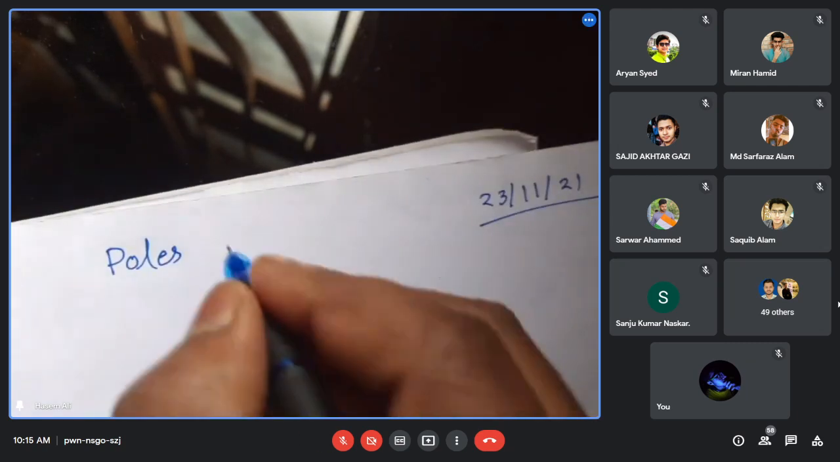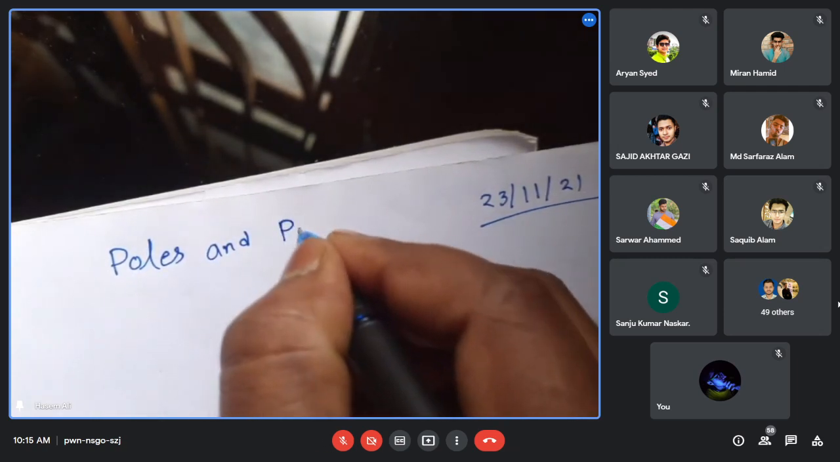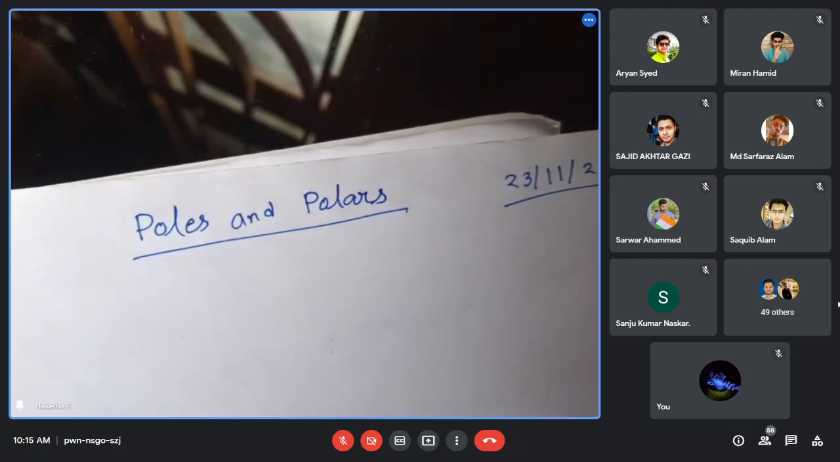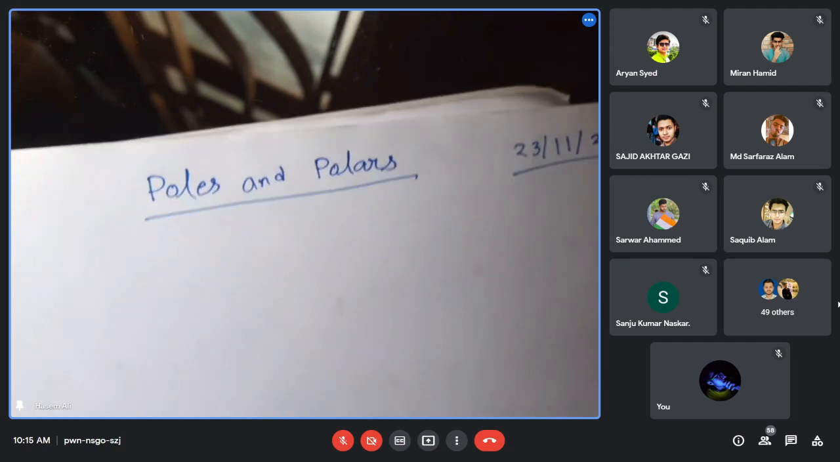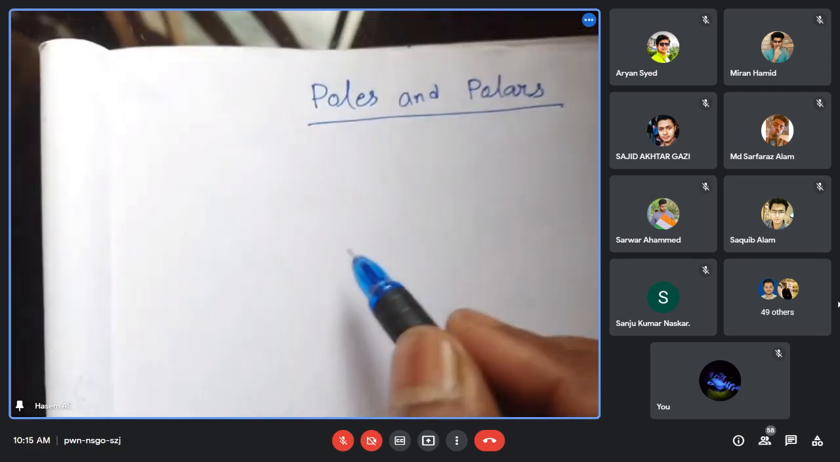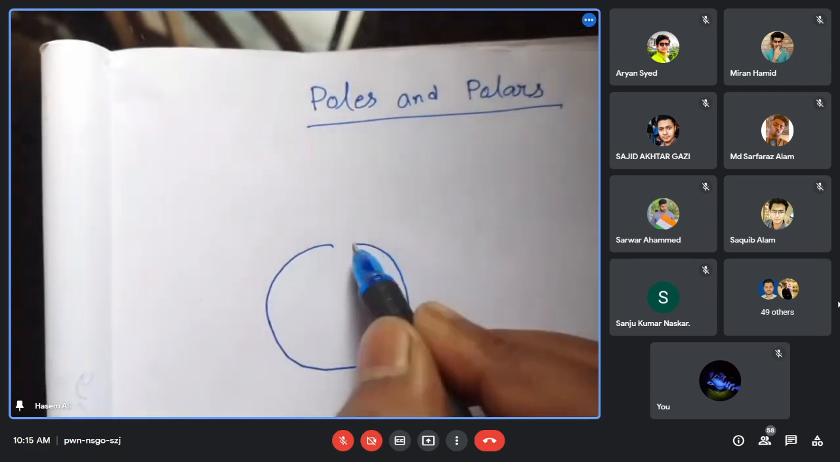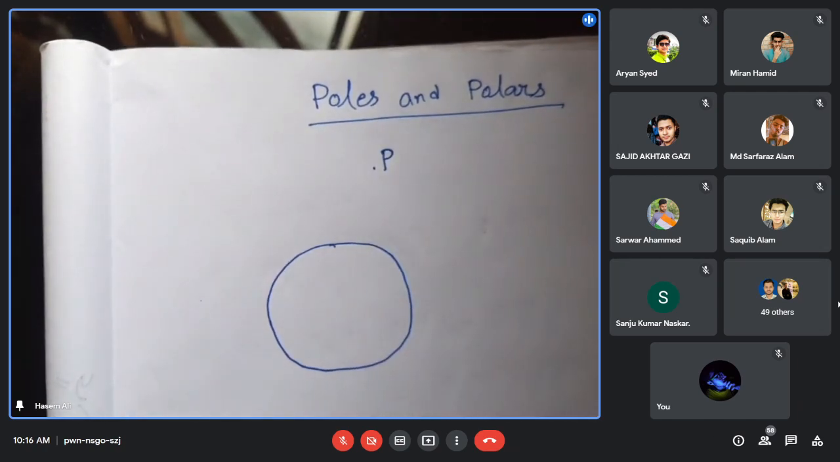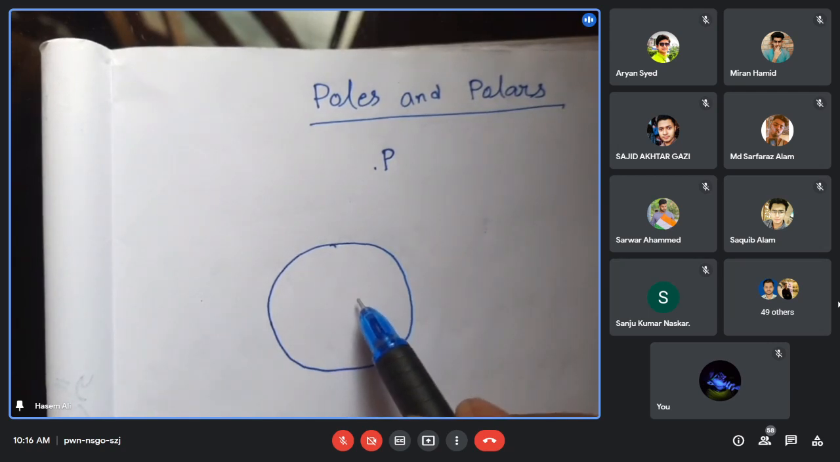Poles and polars. What is the pole and polar of a conic? Let this be a circle, and let P be any point, either outside the circle or inside the circle.